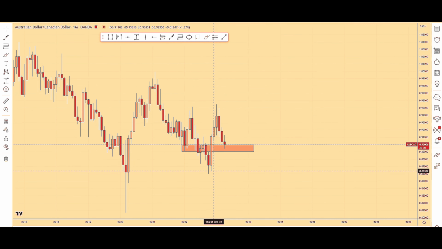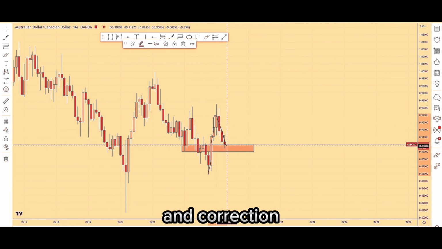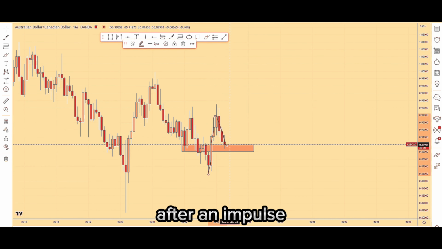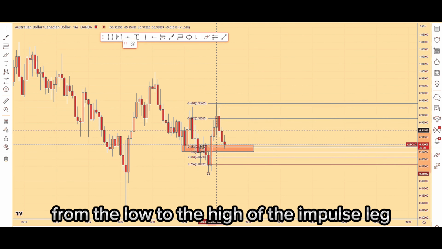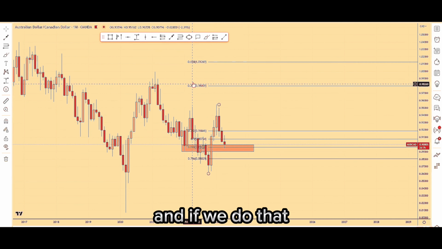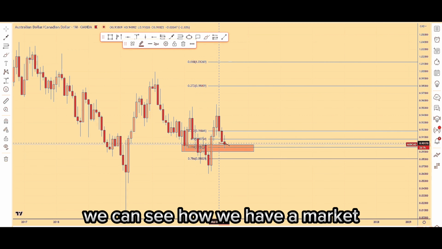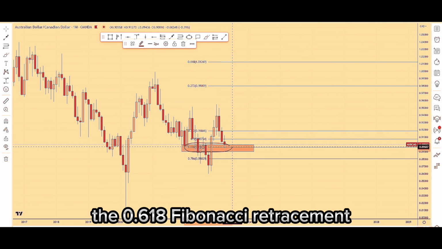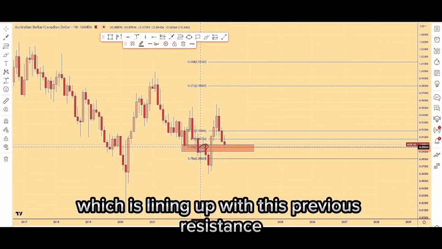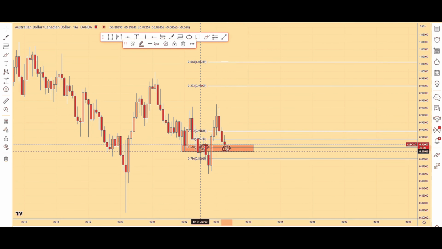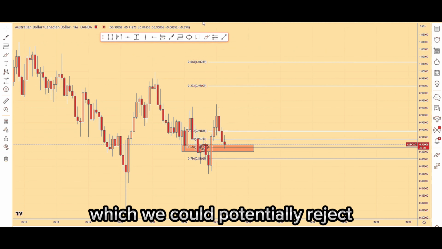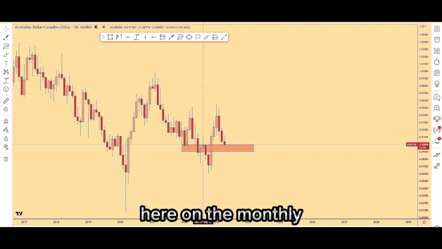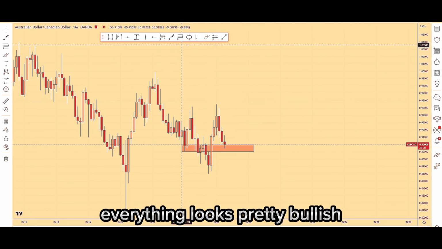this area. We can also notice how we do have an impulse and correction, and in general, after an impulse, if you want to measure the correction, you have to take your Fibonacci from the low to the high of the impulse leg. And if we do that, we can see how we have a market which is currently testing exactly the 0.618 Fibonacci retracement, which is aligning up with this previous resistance turn support, creating confluence of support at this area, which we could potentially reject to the upside. So here on the monthly, everything looks pretty bullish.